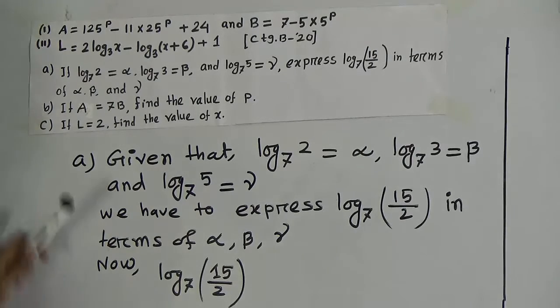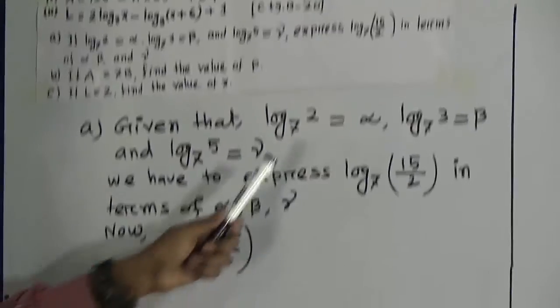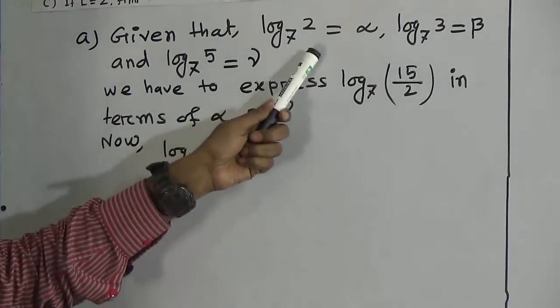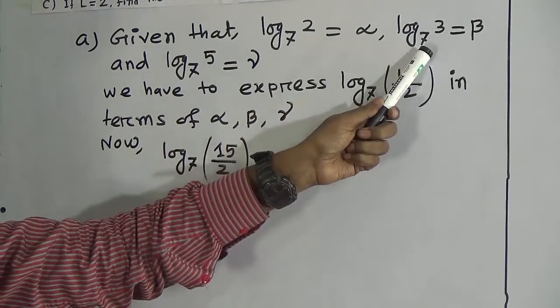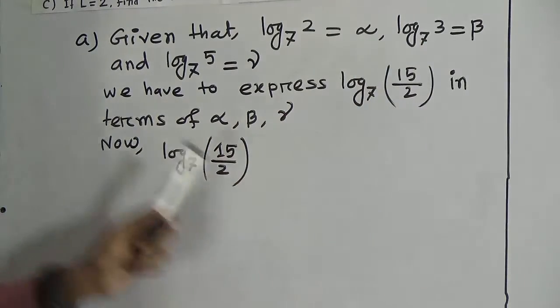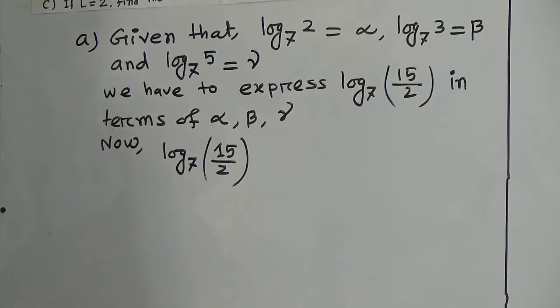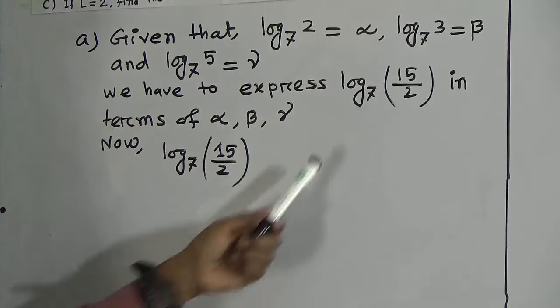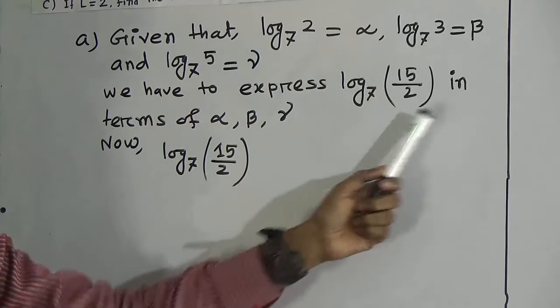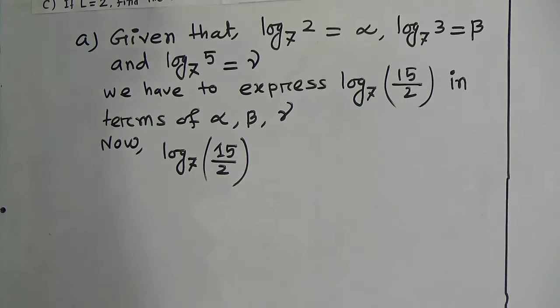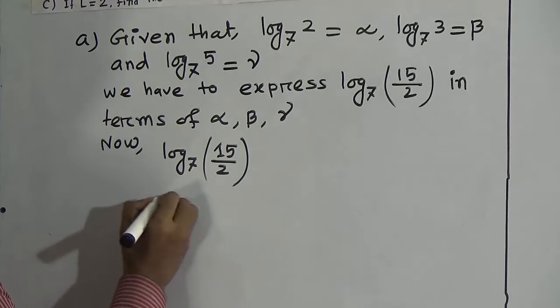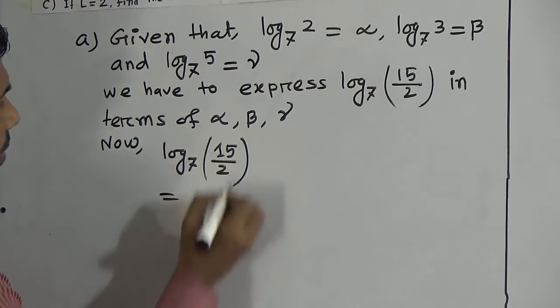Look, given that log 7 2 equal to alpha, log 7 3 equal to beta, and log 7 5 equal to gamma. Now we have to express log 7 15 by 2 in terms of alpha, beta and gamma. Look, this is log 7 15 by 2.